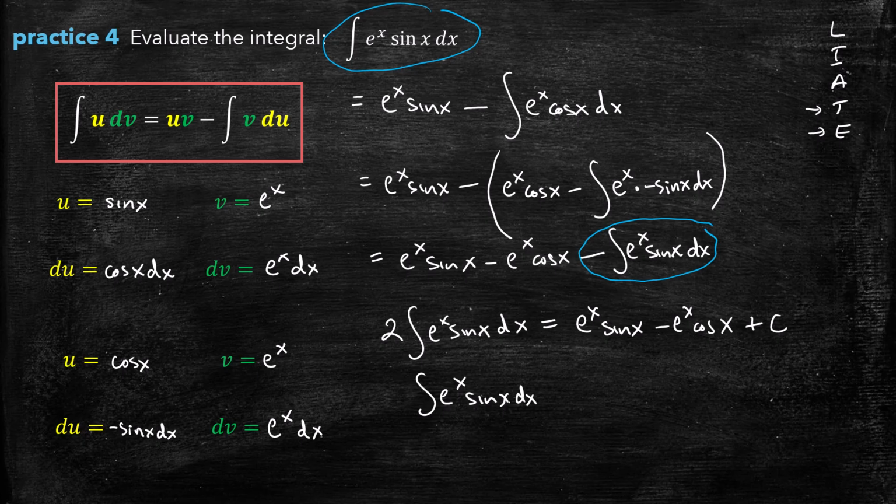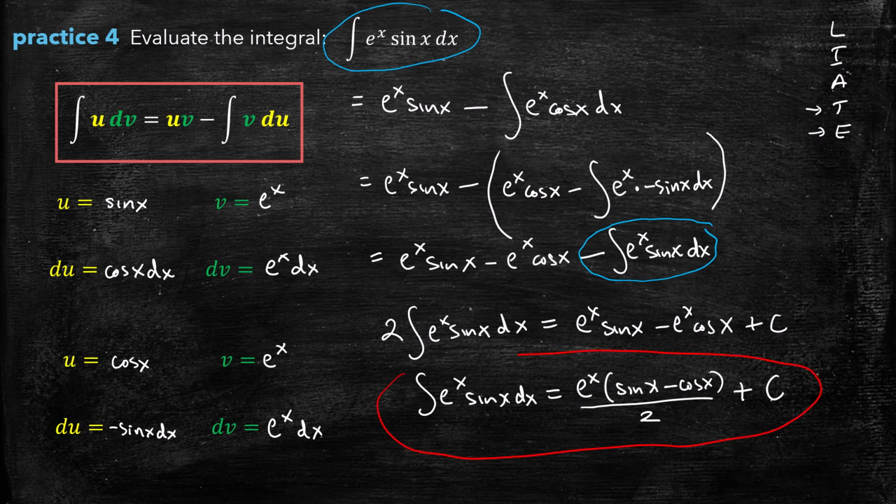The integral of e to the x sine x dx equals, I will factor that e to the x out because it just looks neater. Divide by 2, and you could divide the c by 2, it just becomes another constant, which we can just call c again. And that's our final answer.